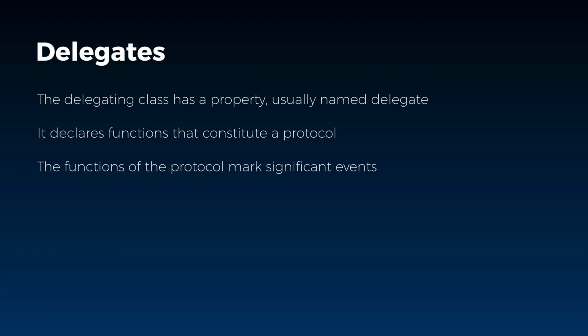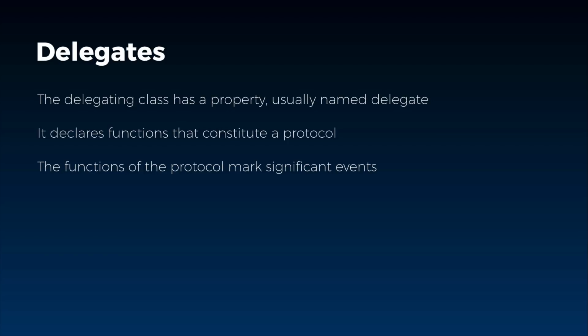The functions of the protocol mark significant events handled or anticipated by the delegating object. So this object wants either to communicate these events to the delegate or to request input or approval from the delegate. For example, when a user presses on a table view cell, the table view object sends the didSelectRowAt indexPath message to its delegate, and this gives the delegate the opportunity to process the event and perform the specified logic, like triggering a segue or something that you define. That all being said is going to make it much easier for you to understand what we're going to do later in this tutorial.